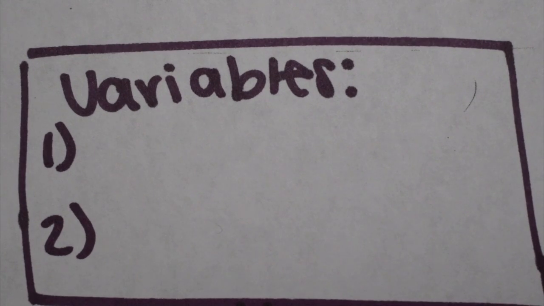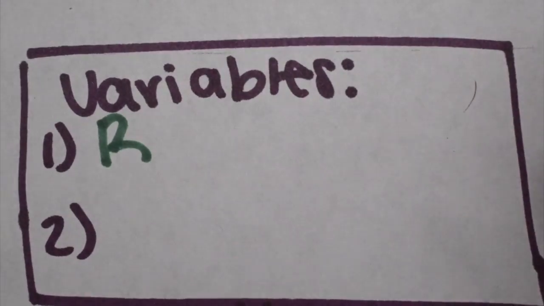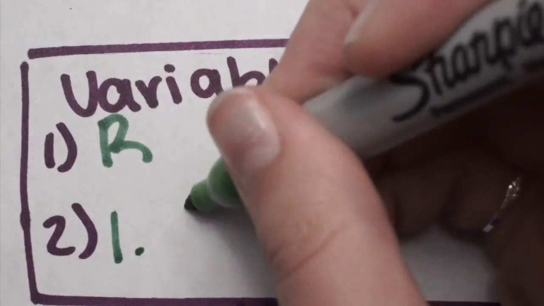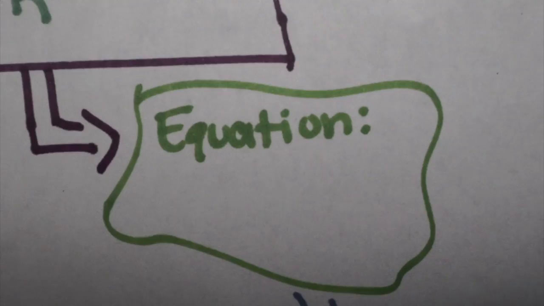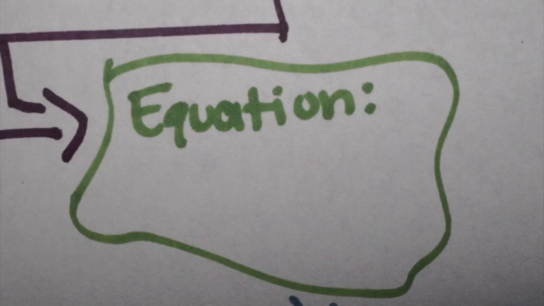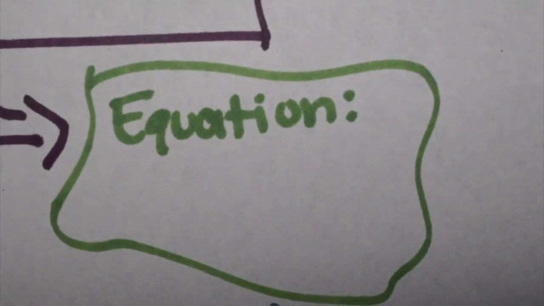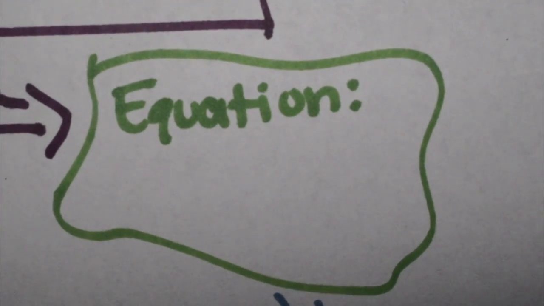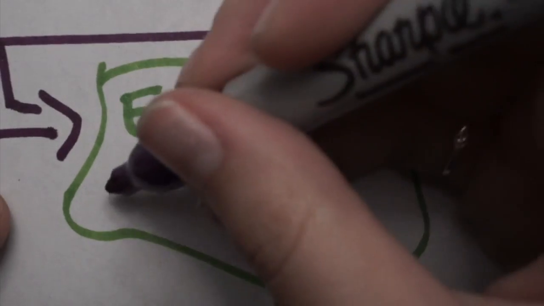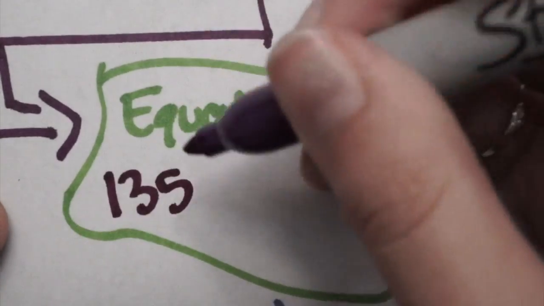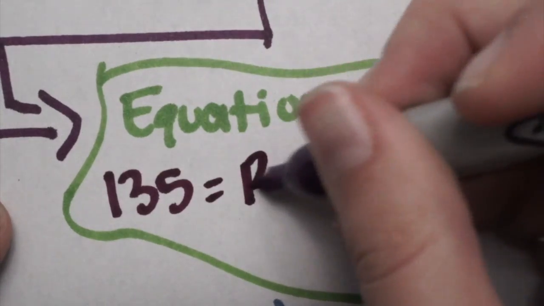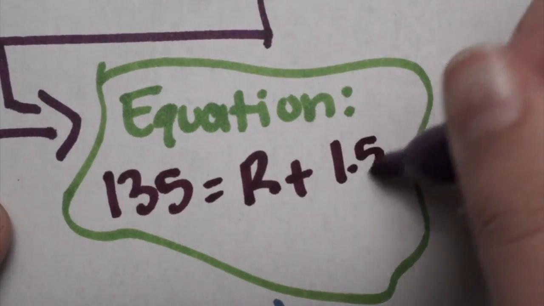You're going to write an equation. In order to do this, you need to find your variables. In this equation, R will be our first variable, which stands for running shoes. Our second will be 1.5 R. We know there are 135 pairs total, and there are 1.5 times more walking shoes than running shoes, or R. So set it up like this: 135 equals R plus 1.5 R.